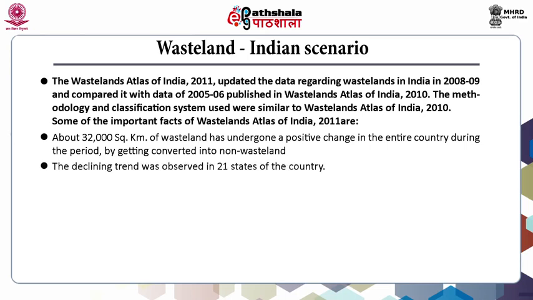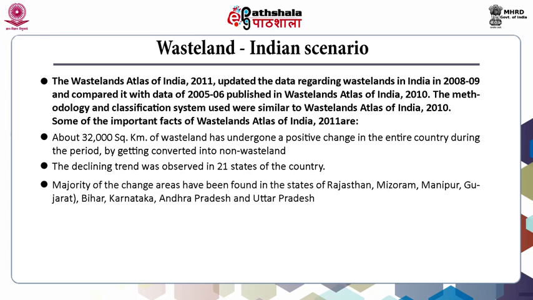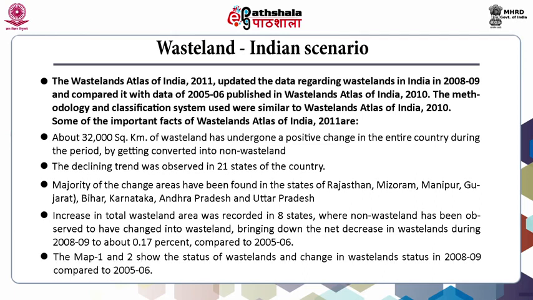A declining trend was observed in 21 states of the country. The majority of the change areas have been found in the states of Rajasthan, Mizoram, Manipur, Gujarat, Bihar, Karnataka, Andhra Pradesh and Uttar Pradesh. An increase in total wasteland area was recorded in 8 states where non-wasteland has been observed to have changed into wasteland, bringing down the net decrease in wastelands during 2008-9 to 0.17% compared to 2005-6. Maps 1 and 2 show the status of wasteland and change in wasteland status in 2008-9 compared to the 2005-6.